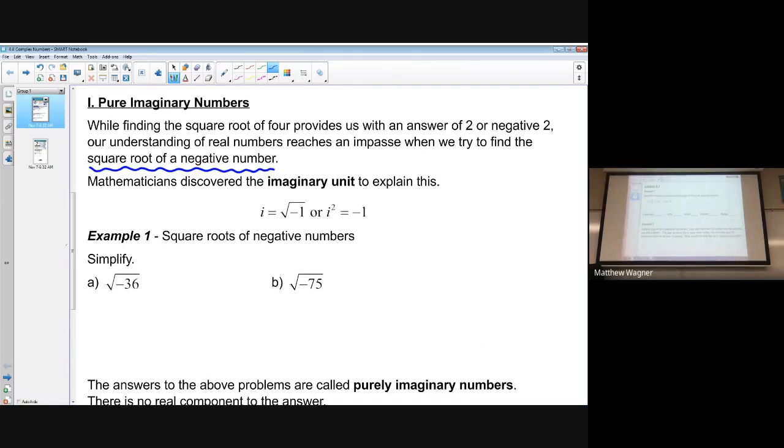Well, mathematicians, as smart as they are, discovered what's called the imaginary unit. All right. And this is super important to comprehend: the imaginary unit is defined as the square root of -1. All right. If we can let our understanding grasp this concept, all of the math we've done makes sense.